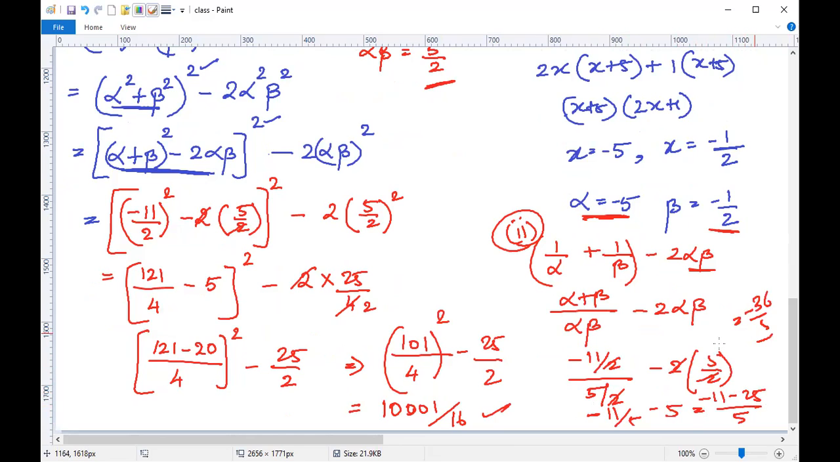If the final answer has come for both, you can give 1.5 marks for each subdivision, so totally 3 marks for the second option here. Clear about this?